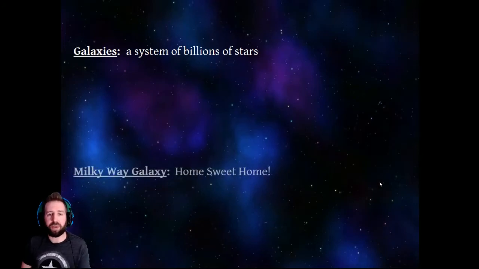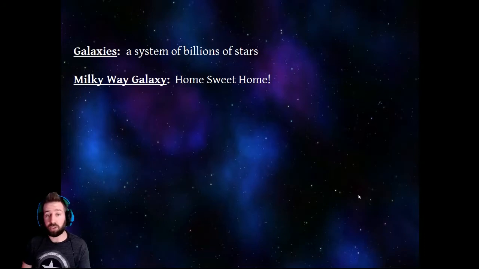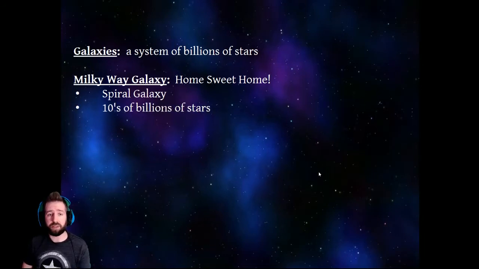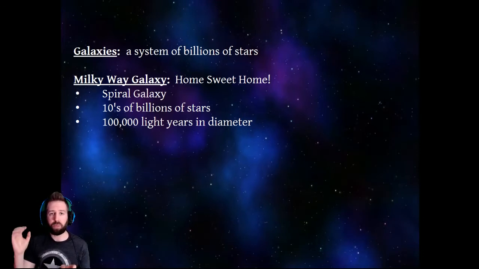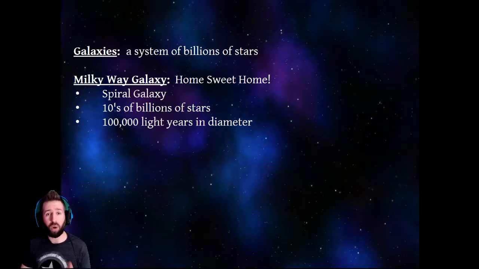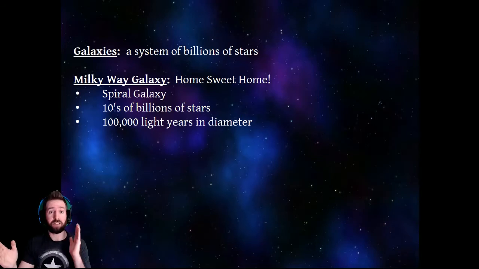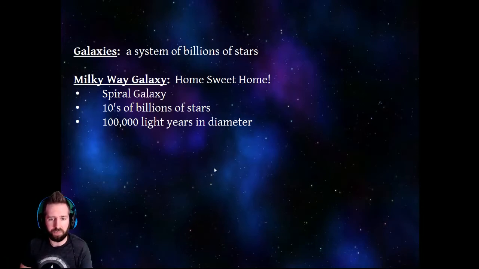So, talking about galaxies though. Galaxies are a system of billions of stars. There's the Milky Way galaxy, which is home sweet home, that's where we are. It is a spiral galaxy. It has tens of billions of stars. It is 100,000 light years in diameter. Just to give you an idea of what that means, I know that we talked about light years in the last video, but 100,000 light years means that if you put a really, really powerful light on one edge of the Milky Way galaxy, it would take light 100,000 years to get from one side of it to the other. And think about how fast light goes. That's a tremendous distance.